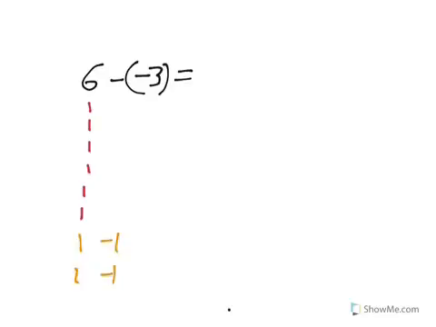Let's look at one more question to see if we can start seeing a pattern. 6, take away negative 3. Now because it's negative 3, I know I'm going to have to add in 3 zeros. But first let's put in our 6. 1, 2, 3, 4, 5, 6. We're going to add in our 3 zeros. 1, negative 1, 1, negative 1, 1, negative 1. And now we can take away our negative 3. We end up with 9.